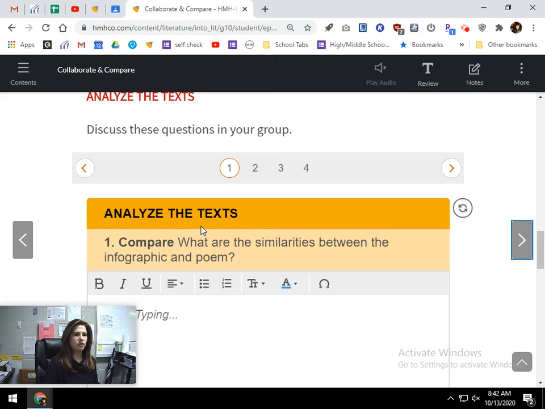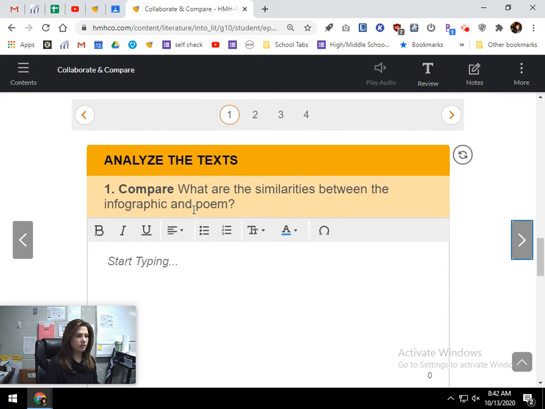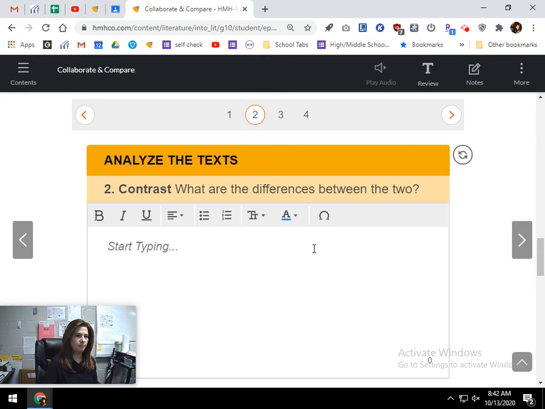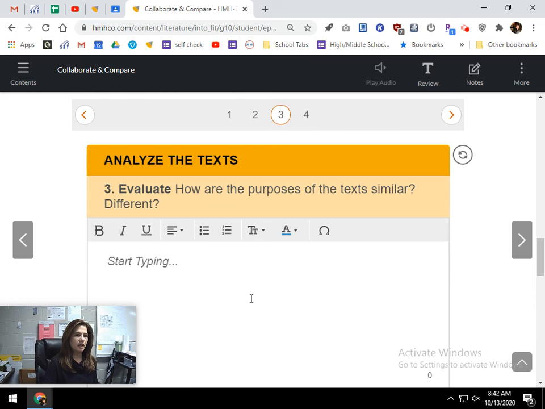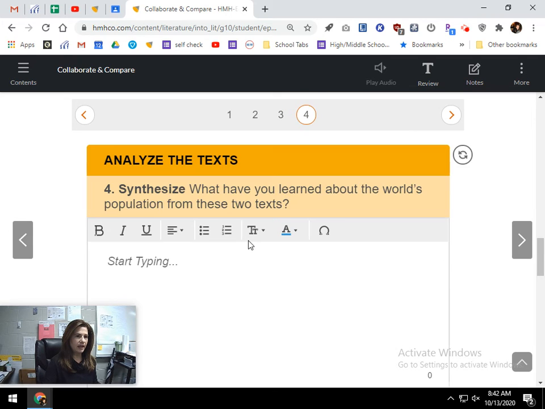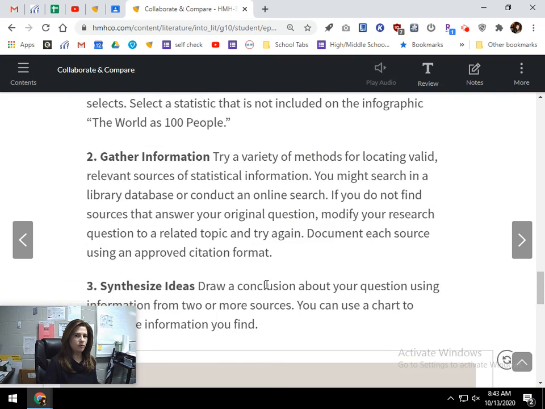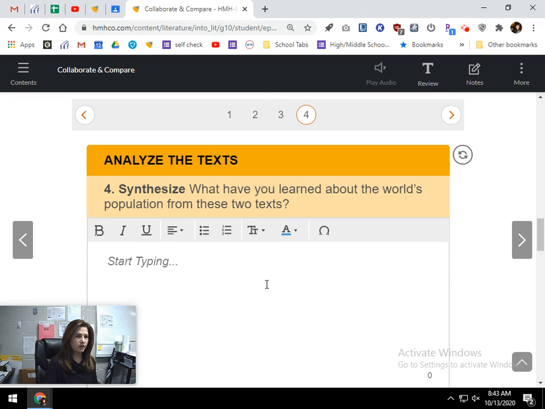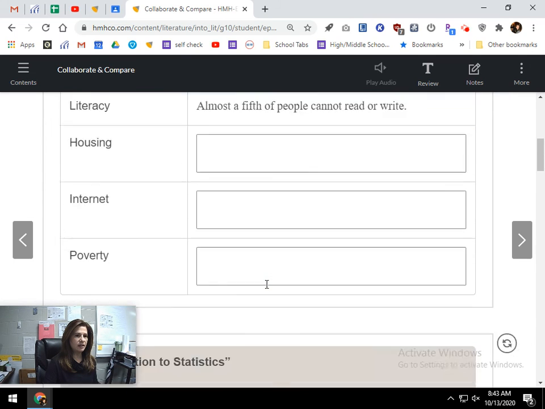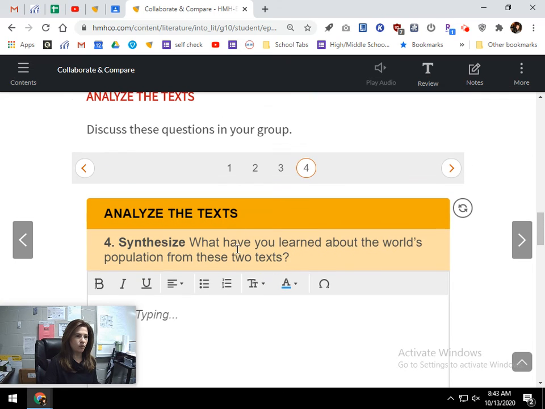Okay. Now I want you to answer these questions. What are the similarities between the infographic and the poem? Don't overthink that. It's pretty self-explanatory. What are the differences between the two? That one's pretty obvious too, in the format, in the way that they look, in the way that they're structured. How are the purposes of the text similar and different? And what have you learned about the world's population from these two texts? Okay, you do not have to do this part at the bottom. I think I'd said the whole page earlier, but what you do have to do on this page is this chart and these 4 questions.